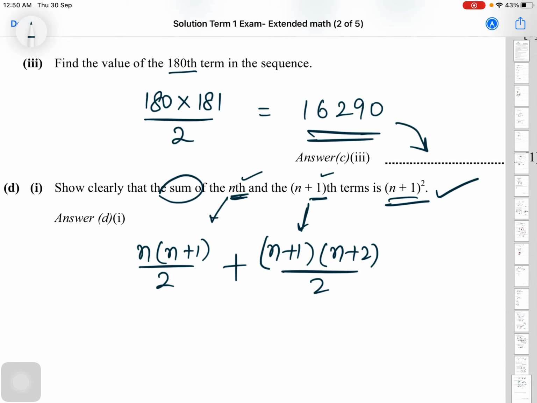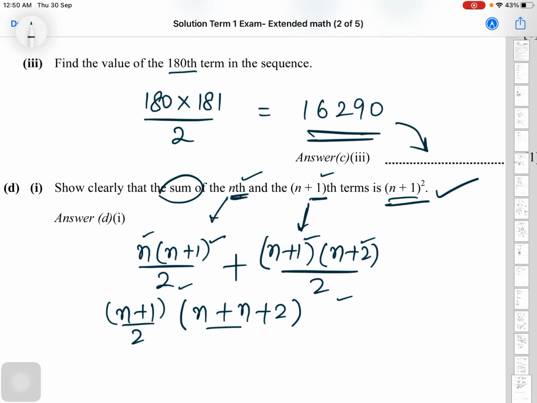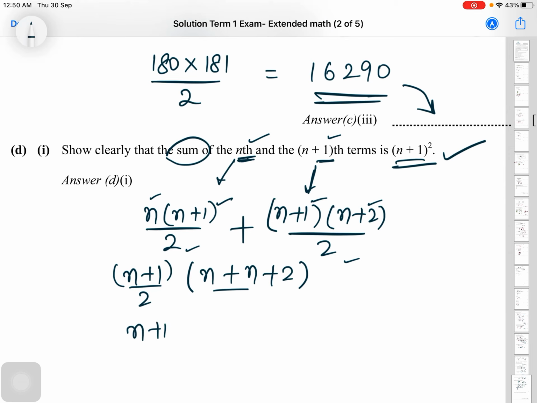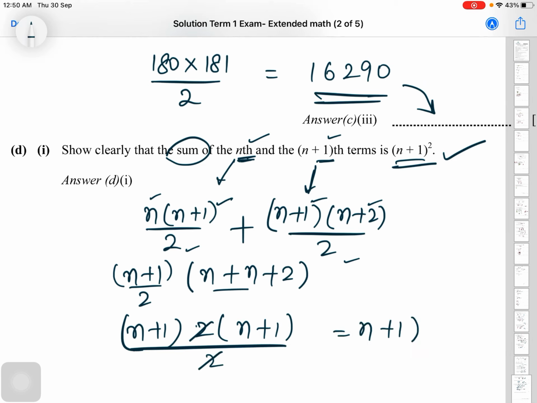Let's see. Let's take something common from both of them. That's n plus 1 is here also, 2 is here also. So n plus 1 by 2 can be taken as common. We'll be left with n here and n plus 2 here. N plus 2. Yeah. This is 2n plus 2. You can take 2 common. If you take 2 common, you will be left with n plus 1 again by 2. 2 cancels. This is n plus 1 whole square, which was this only that they were asking. You can say shown clearly because you have actually shown this. Yeah.